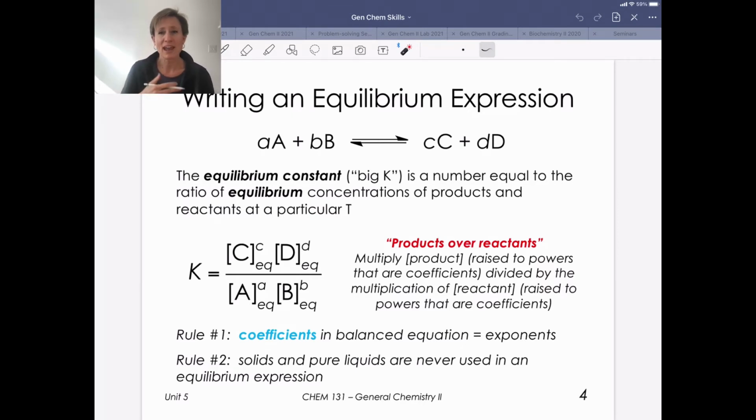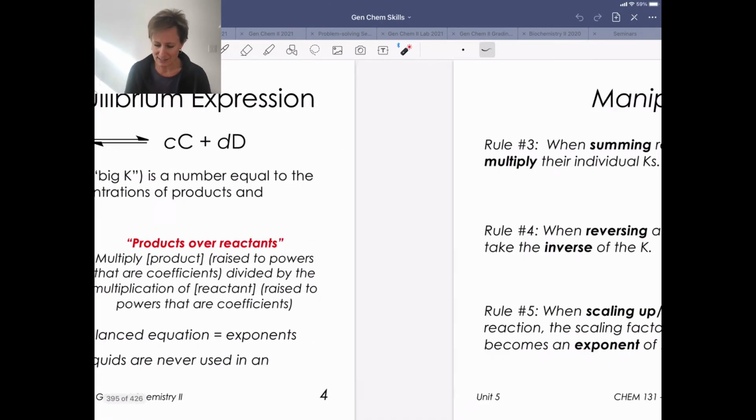So two rules that we have to think about when writing, or as we'll see in our next slide, manipulating equilibrium constants: we do use coefficients in our balanced chemical equation. They become exponents. The second rule is when we're writing equilibrium expressions, if you have pure solids or pure liquids, they do not appear in your equilibrium expression. So if you have water, not water as a gas, but water as a liquid, you won't see that. Any solids, any salts, or anything like that are not going to appear in your equilibrium expression. So we'll practice doing some equilibrium expression writing in class.